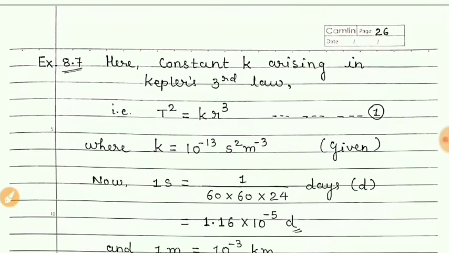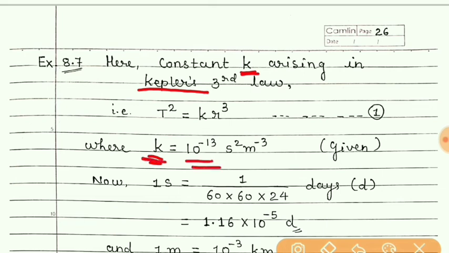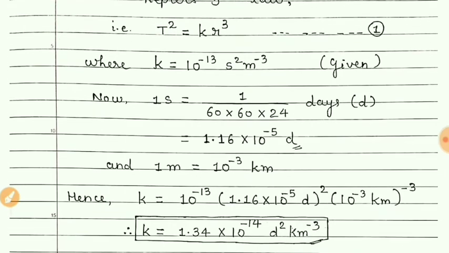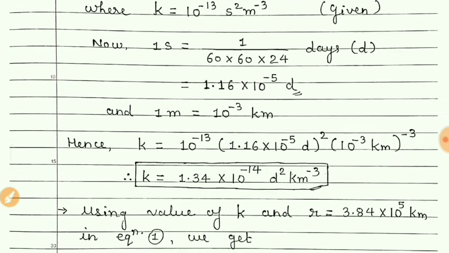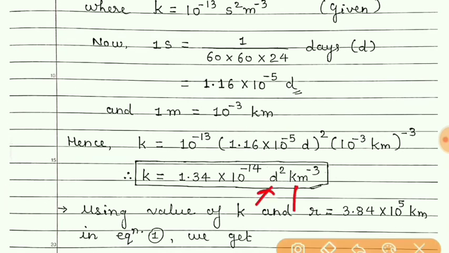So here the value of constant k in Kepler's law is given: take this k equal to 10 raised to minus 13. Its unit is second square meter raised to minus 3. So first what we have to do? We have to convert this unit, which is in second and meter, to days and kilometers.